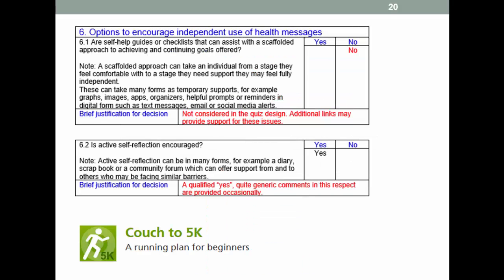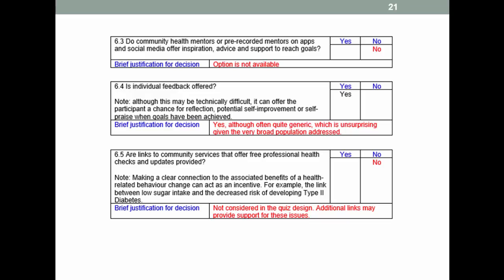So scaffolding, perhaps the best known example of scaffolding is the NHS Couch to 5K programme. Self-reflection, which can be very effective with some people, is not addressed particularly in the quiz, although some of the external links may consider this issue. Okay, so these issues are considered in other UDL questions, and this may be another opportunity to refine the tool.